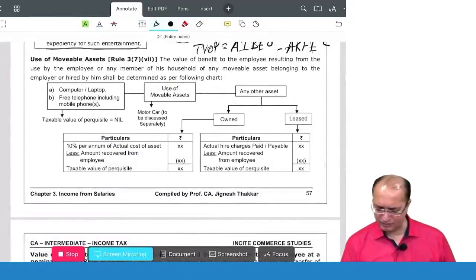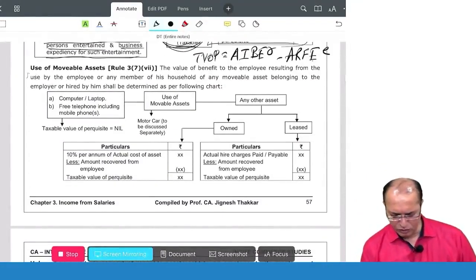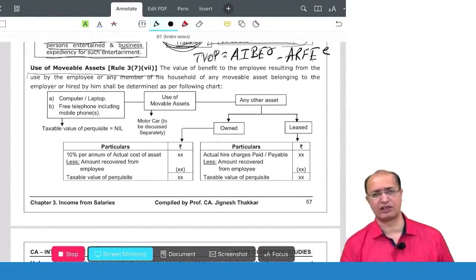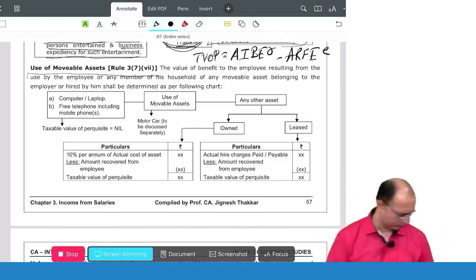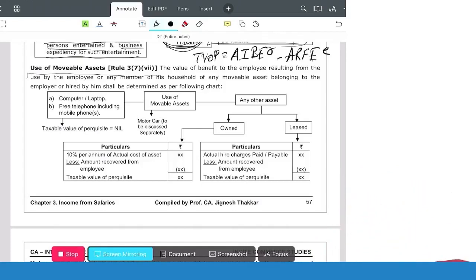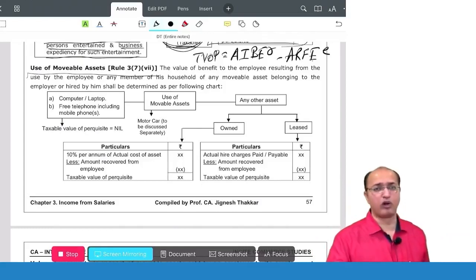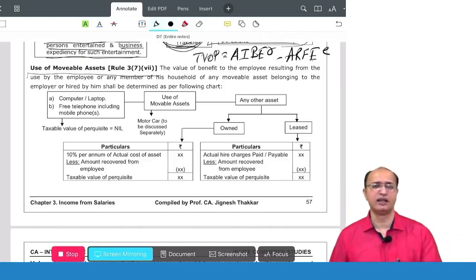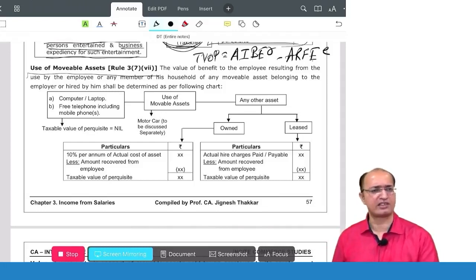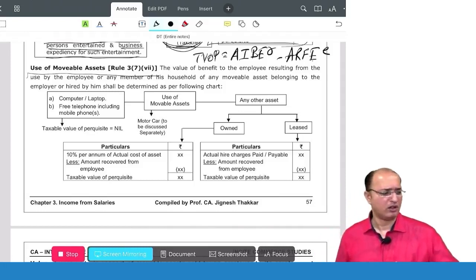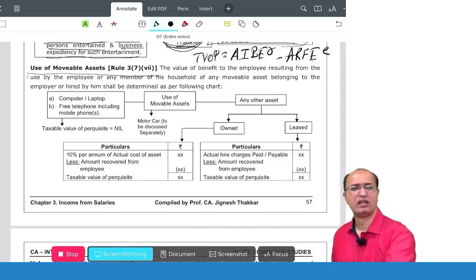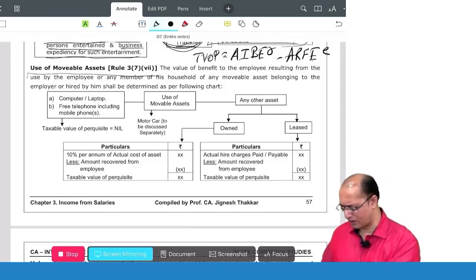Now we go on to the 7th one, that is use of movable asset. What do you mean by use of movable asset? Employer has given some asset to use. Employer has given a movable asset to employee to use. What can be a movable asset? Vehicle can be a movable asset. Employer can give vehicle to the employee.